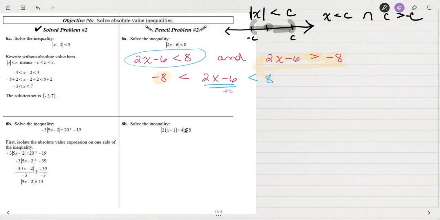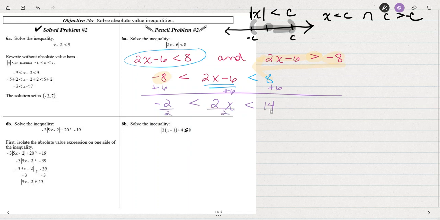So we're going to add 6 to all three pieces. Negative 8 plus 6, negative 2 is less than 2x, is less than 14. Divide everything by a positive 2 to get negative 1 less than x less than 7. So it looks like we get all the x's from negative 1 to positive 7.